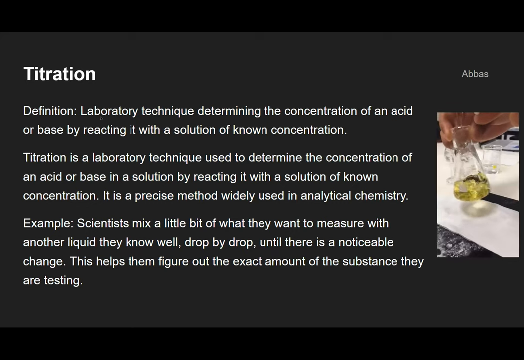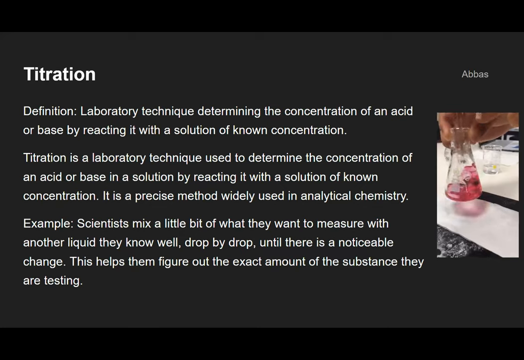Titration. Definition: a laboratory technician determines the concentration of an acid or base by reacting it with a solution of known concentration. Titration is a laboratory technique used to determine the concentration of an acid or base in solution by reacting it with a solution of known concentration. It is a precise method widely used in analyzing chemicals.